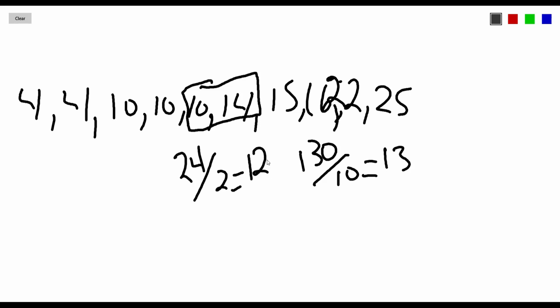All right. The mode is the number that occurs most often. As we can see here, 10 occurs 3 times. No other number repeats other than 4. So the answer would be 10. The mode would be 10.